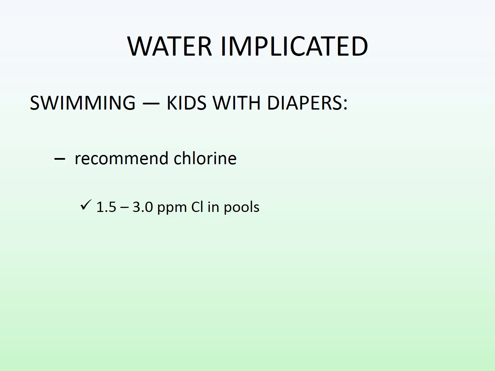We recommend somewhere between 1.5 and 3 parts per million chlorine in pools to kill the pathogens generated by fecal material generated by kids with diapers. And again, you want to kill the pathogens in the fecal material that might be accidentally introduced to those pools. And you can simply do it with chlorine. Also recommend that you adjust the pH of the water to a pH of 7.2 to 7.6, and you will solve the problem.